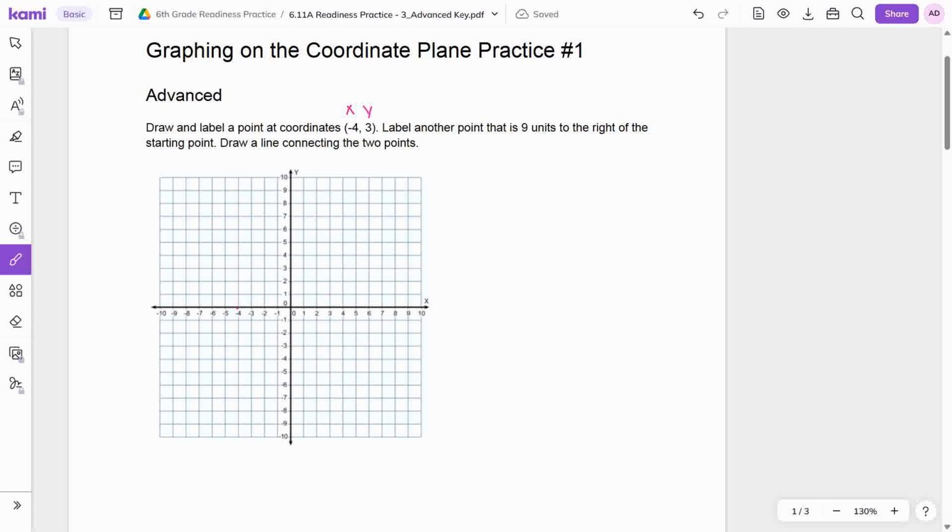Now we need +3. That's our y-coordinate. We're going to go up 3: 1, 2, 3. And so here's our point right here, and we're going to label that (-4, 3).